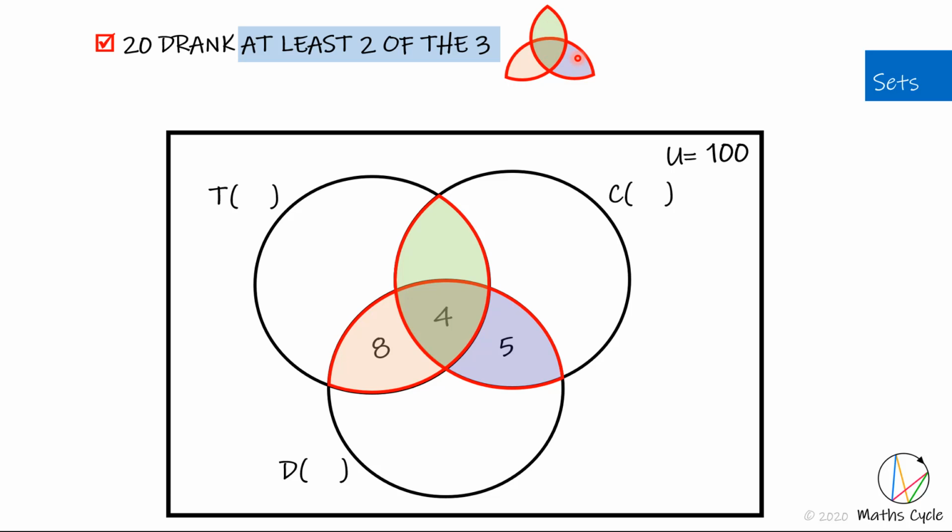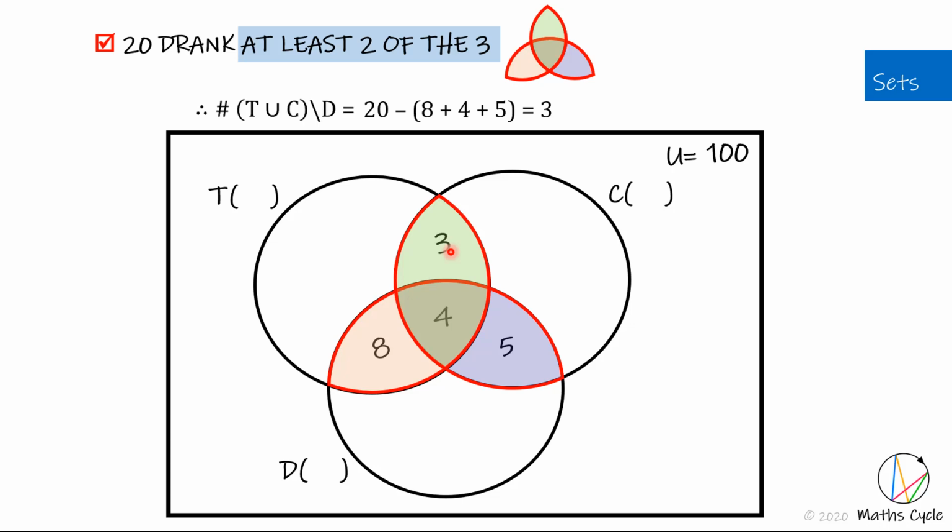Okay, so what we're told is that 20 drank at least 2 of the 3. So this section of the diagram represents 20 people. Now, if we look at our diagram, we've already accounted for 8, 4 and 5 people. So we can fill in this part here by taking those numbers away from 20. So the answer is 3.